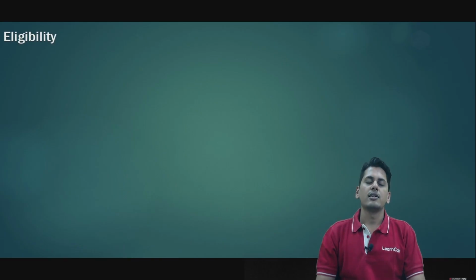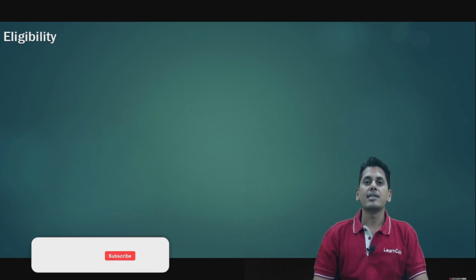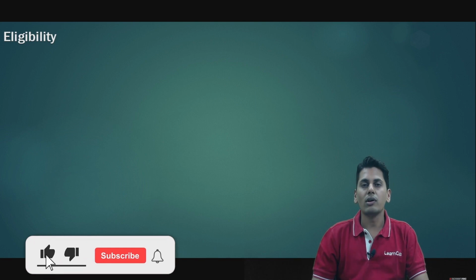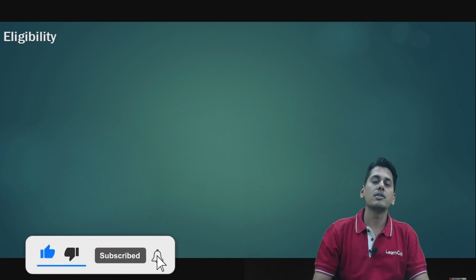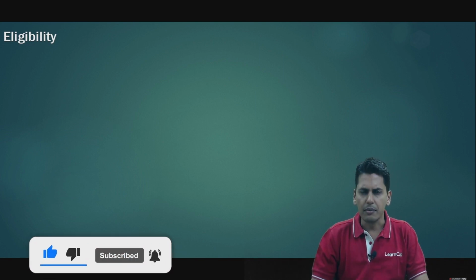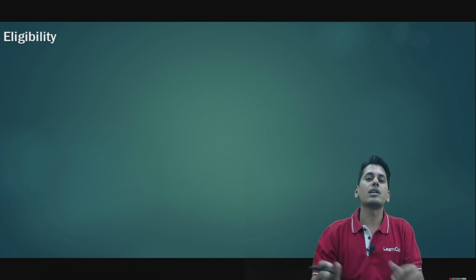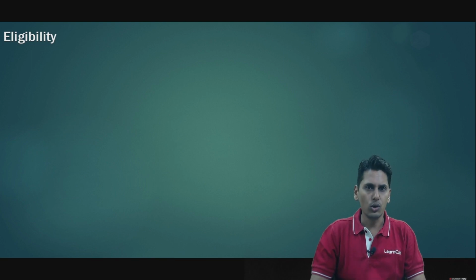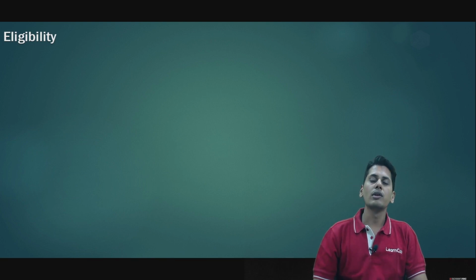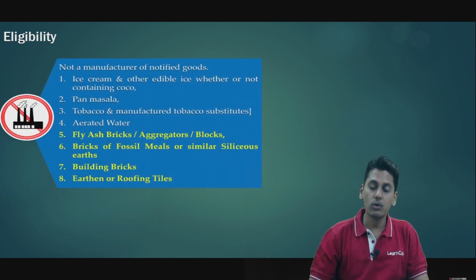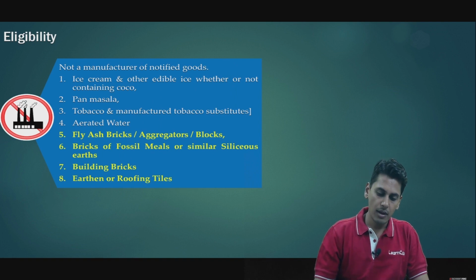The next change is in the composition scheme. Now friends, as we all know, a manufacturer of notified goods is not in a position to opt for the composition scheme. Neither the composition scheme of section 10(1) and 10(2) nor the special composition scheme of section 10(2A). Now friends, what are those notified goods? Those notified goods so far were ice cream and other edible ice whether or not containing cocoa, pan masala, tobacco and manufactured tobacco substitutes, and aerated water.